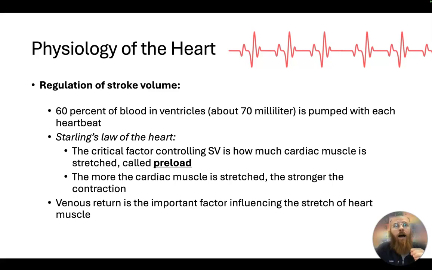It's kind of like a slingshot. The further back I pull that slingshot, the more force it's going to generate whenever I actually snap it loose, okay? So it's very much the same thing with our heart contractions. Venous return, so how much blood is actually brought back to the heart, is a very important part of how much stretch is placed onto the heart muscle as well.